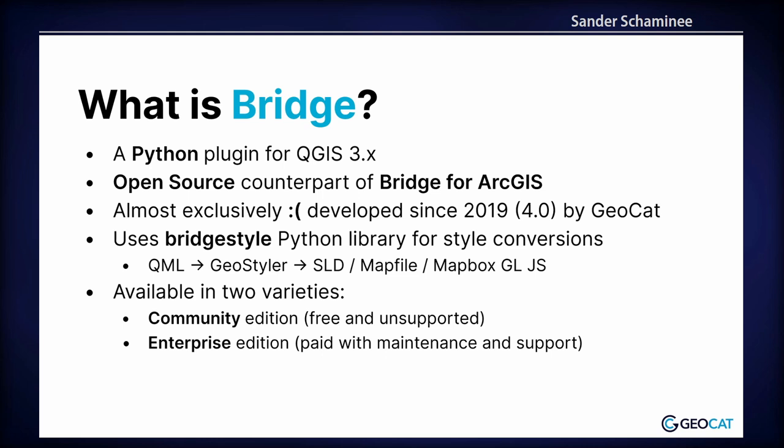Bridge uses a library called BridgeTile. That is a library that we also created, and that more or less is a Python version of the GeoStyler library tool. It's like a whole framework almost, that exists for Node.js, and we took out the parts that we need to convert from QML style into GeoStyler, but then a Python JSON version of GeoStyler, and then straight into SLD, map file or Mapbox.gl. That's also what we support. Bridge is available in two varieties. We have a community edition and an enterprise edition that is paid, so then you pay us and we give you nice maintenance and support and so on, and can help make new features if that's desired.